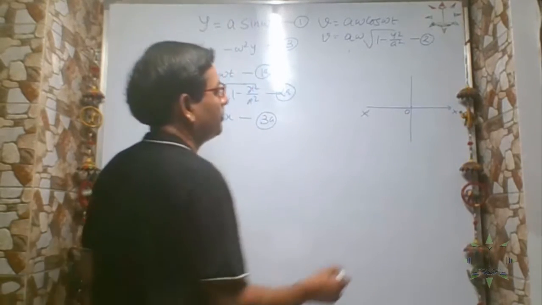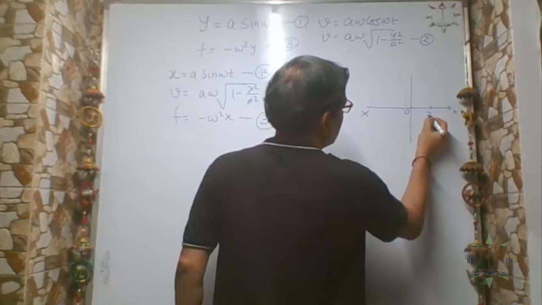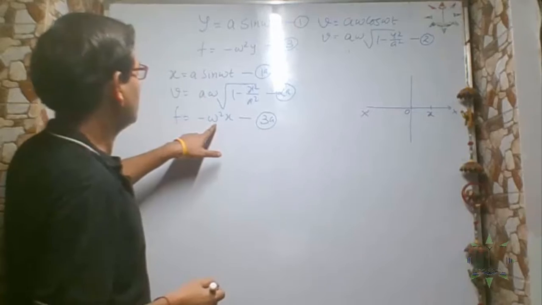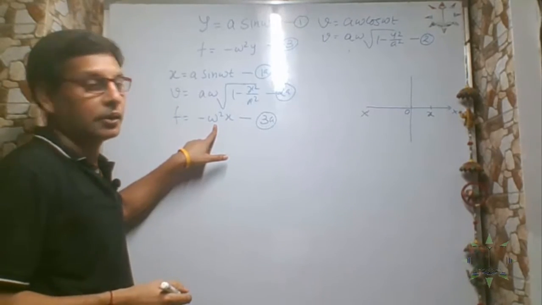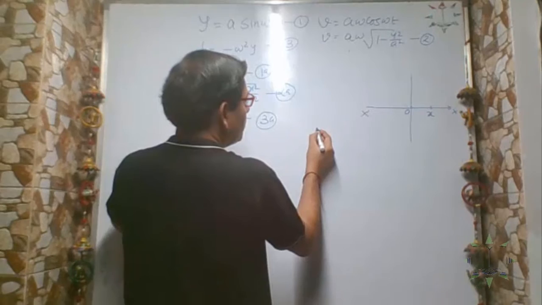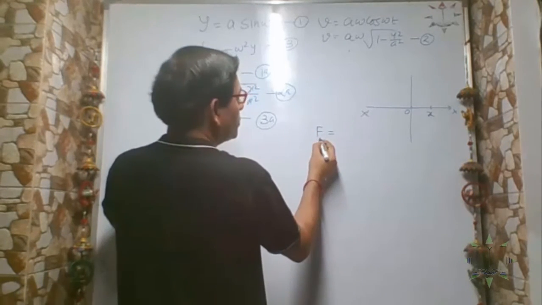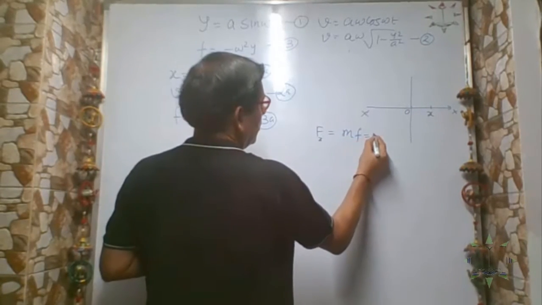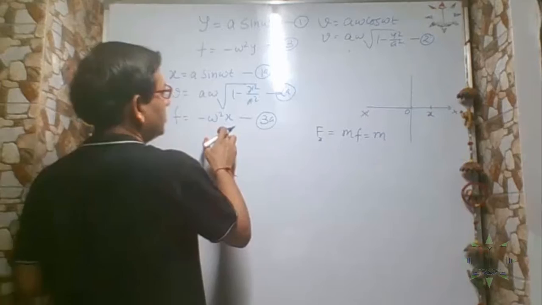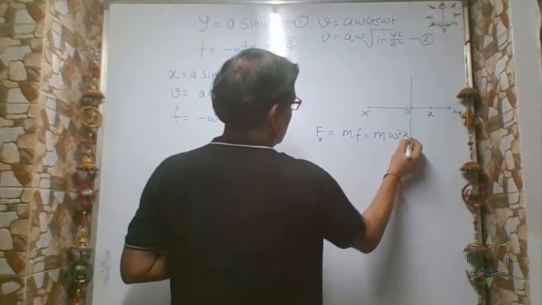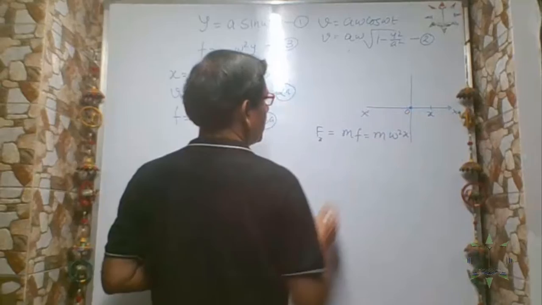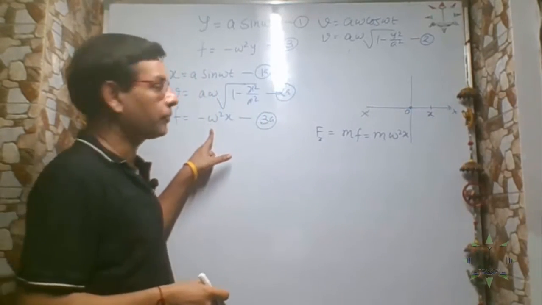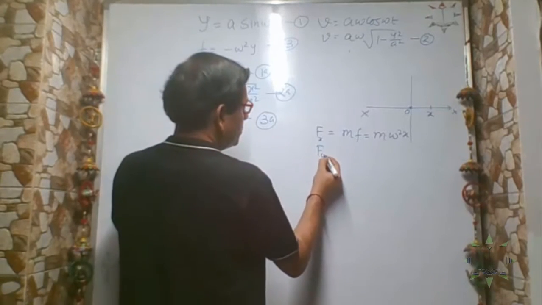So now the particle is here at a position x. What is the acceleration of the particle? Acceleration of the particle is omega square into x, here at this point. So what is the force on the particle? Force at the position x equals mass into acceleration, and acceleration is omega square x. And force on the particle at the origin is 0. There is no acceleration, because if x is 0, then acceleration is 0. So at the origin, at the mean position, the force is 0.